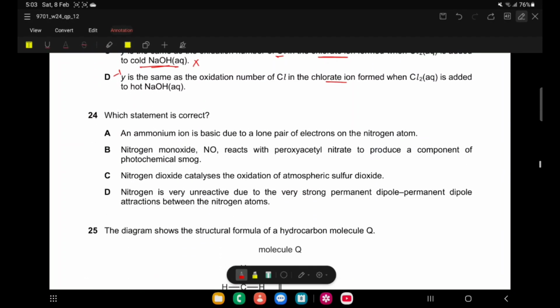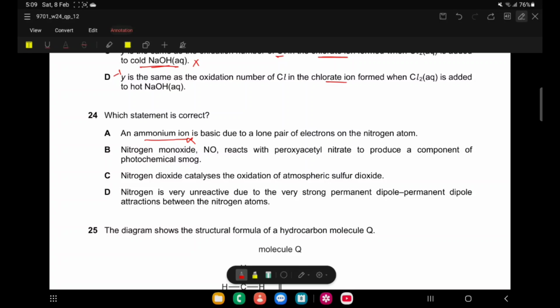Question number 24. Which statement is correct? An ammonium ion is basic due to a lone pair of electrons on the nitrogen atom. This is wrong, because ammonium ion is not basic. It is kind of an acid because it can donate a proton.